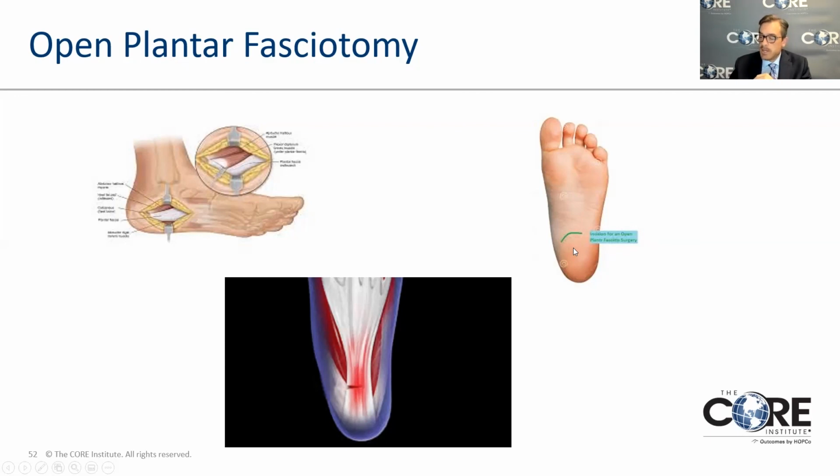So I have a little diagram here. It may be hard to see. I don't know if it is, but can you see that all right? But basically what happens is we have these two little bumps on the bottom of the heel bone called tubercles, and the plantar fascia attaches to both of them, but we release only the inside half of the plantar fascia.